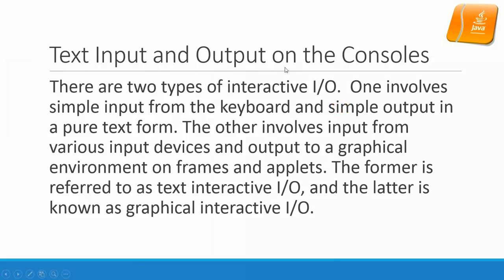Text input and output on the consoles. There are two types of interactive I/O. One involves simple input from the keyboard and simple output in pure text form. The other involves input from various input devices and output to a graphical environment on frames and applets. The former is referred to as text interactive I/O, and the latter is known as graphical interactive I/O.